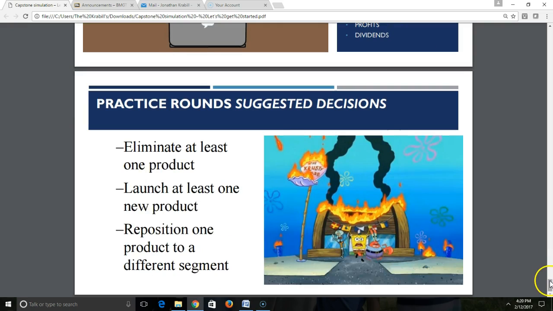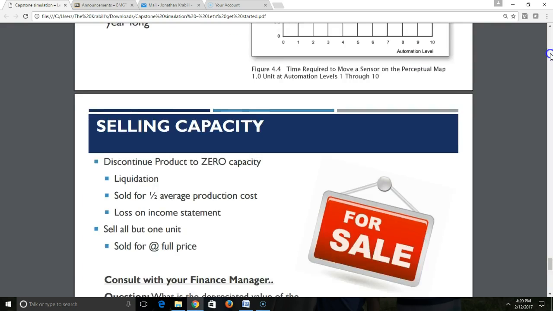So here are some suggested actions to take as we are still in the practice rounds. I would suggest, as a group, potentially eliminating one product line. I want you to see what happens with that. I want you to test that out, and as a result, see where that capacity goes. See where you can invest into different places. Launch one new product. If you want to do that, that's great. Please do. But also know that that takes time. That takes a full cycle at least before you get it to the marketplace, before you can start to even see any new return on that investment. And then lastly, potentially look at repositioning one product to a different segment. And I want to look at an example of that.